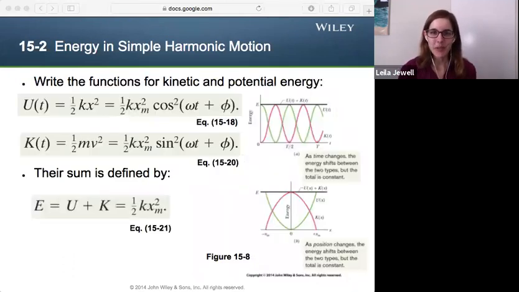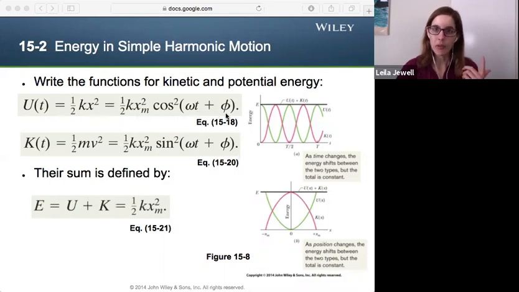All right, so we can write functions to express the potential and the kinetic energy now as functions of time, right? We already know our elastic potential energy is 1/2 kx squared. That's nothing new, but if we plug in how x, displacement, varies with time, we get that our potential energy as a function of time is 1/2 k x max squared times cosine squared (omega t plus phi).